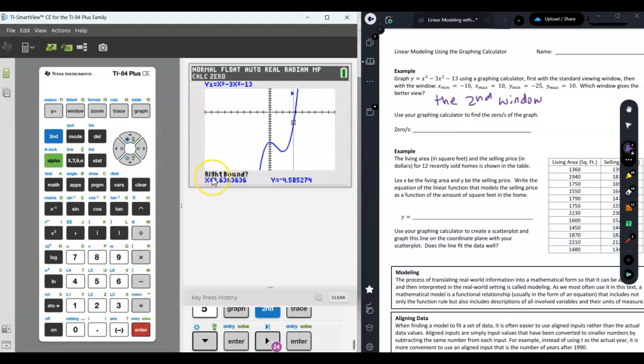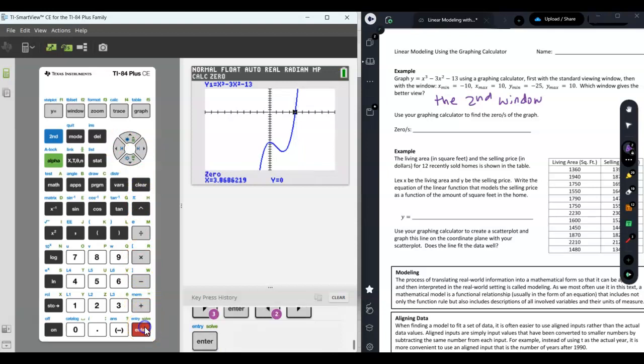And then it now is asking me for a right bound. So I need to move someplace to the right of where it crosses the x-axis. So here's my x-intercept. So just here's where I'm going to go, just anywhere really to the right, but not too far away. And I'll hit enter. And then the last thing it's going to ask you for is a guess, or basically it wants you to get as close as you can to where it actually intersects the x-axis. So here or here, that's about as close as I'm getting. So either of those should be fine. And then I'm going to hit enter.